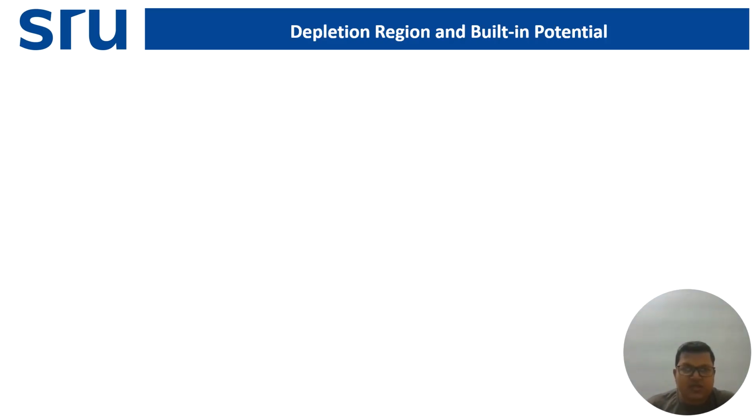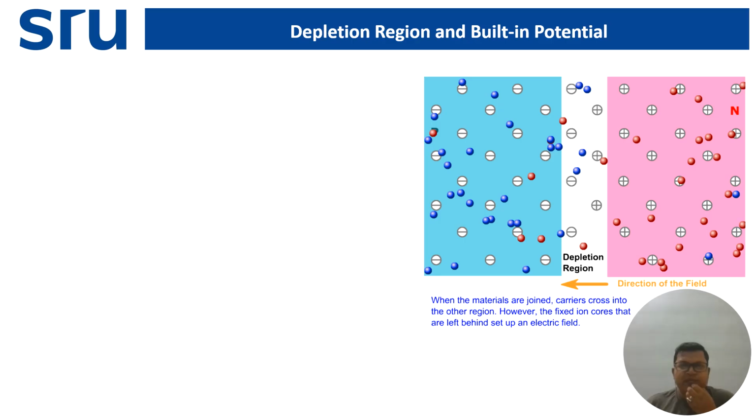Now we will see the depletion region and the built-in potential. Okay, so that image is saying that this region is the depletion region, right? This is depleted of any free charge carrier. That's why we are calling this the depletion region, sometimes called the space charge region.